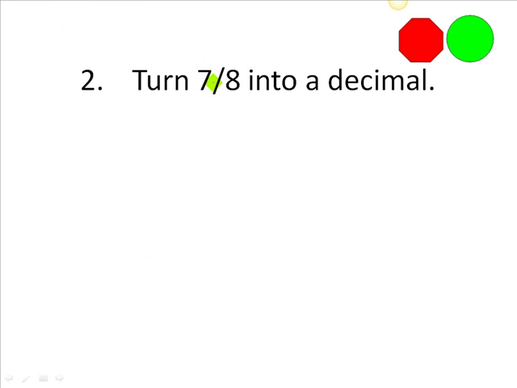Number 2, turn 7/8 into a decimal. So click on the stop sign. Let's see how you did. It's just a top in, bottom out kind of thing. So we'll put the top 7 in, and we'll put the 8 on the outside. Remember, 7/8, that's the same thing as just 7 divided by 8. And so this is the long division form.